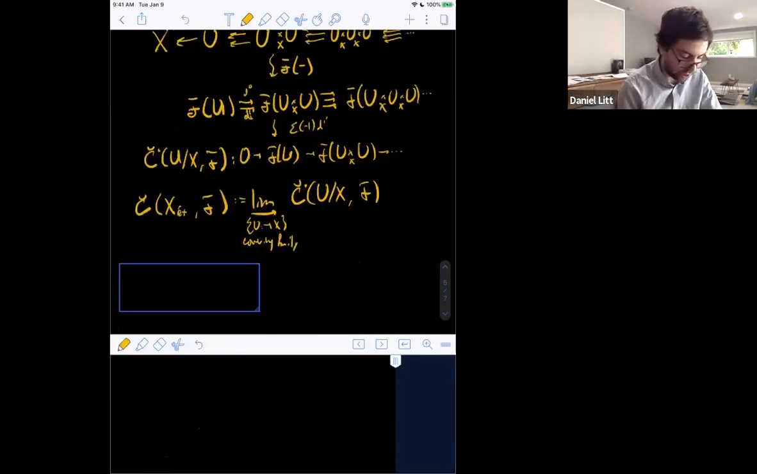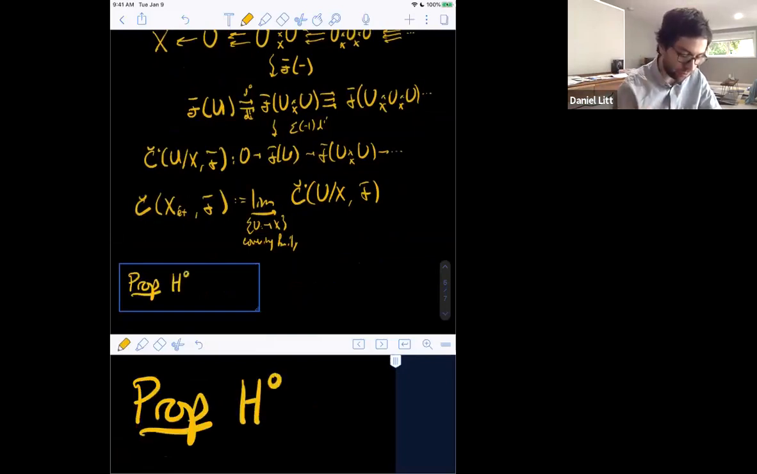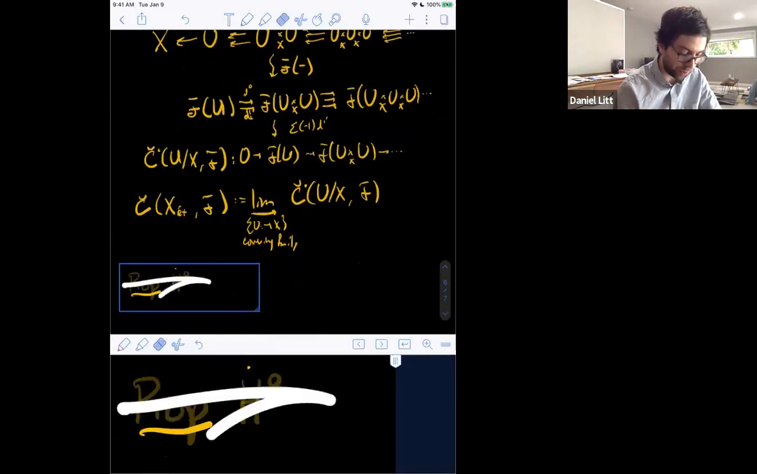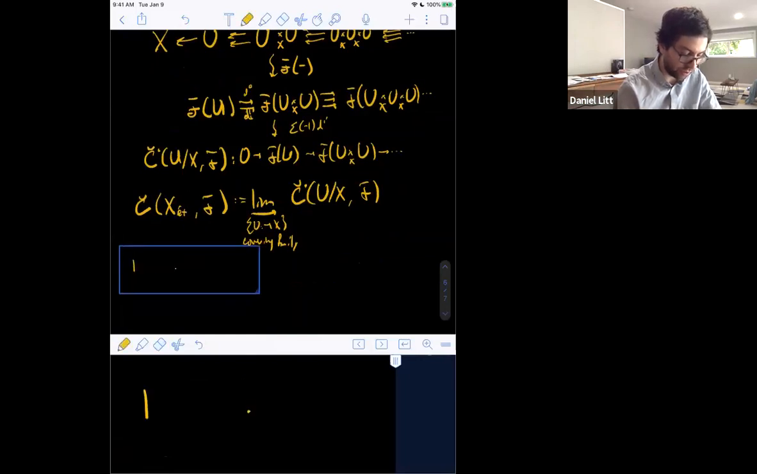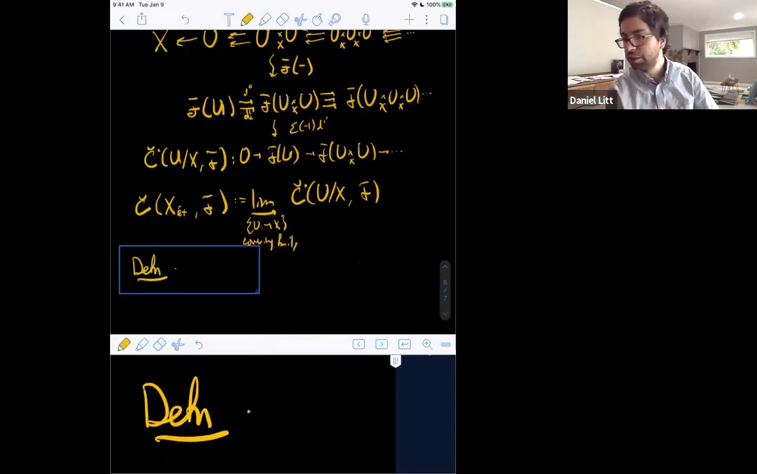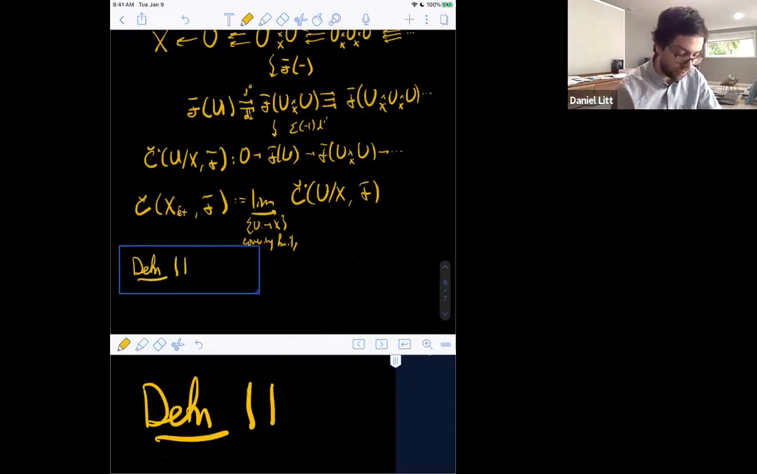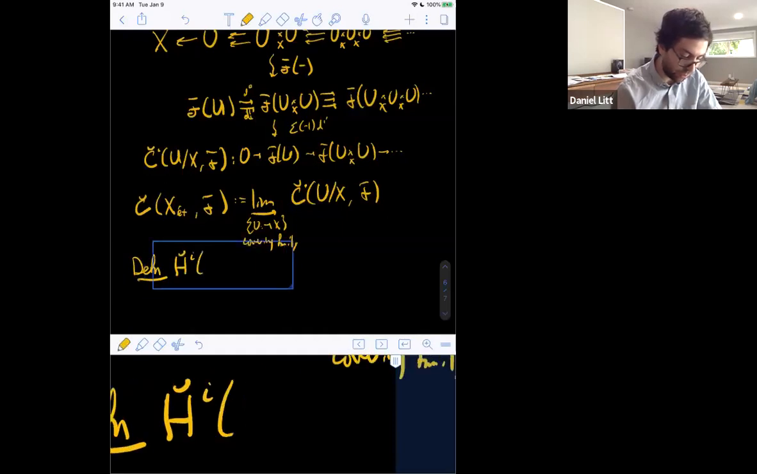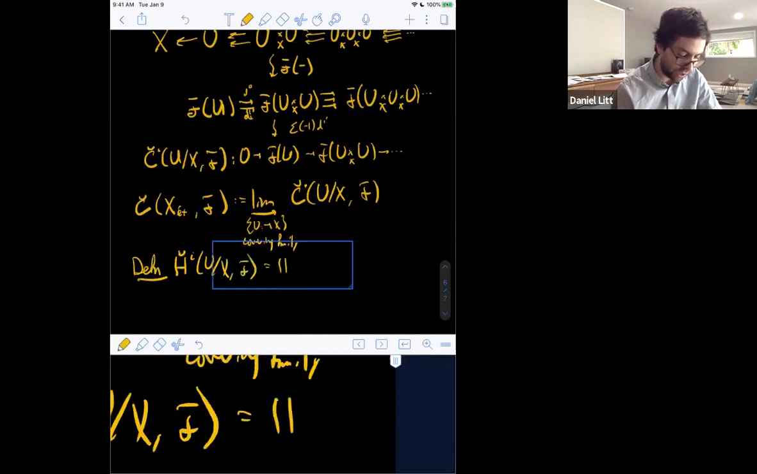All right, so let's talk about this. So the first proposition is that H0, oh yeah, maybe let me make one more definition. So the definition is that Čech cohomology, H^i with this little hat, of U over X_F, is just going to be H^i of the Čech complex.